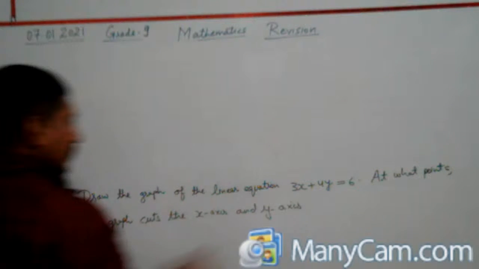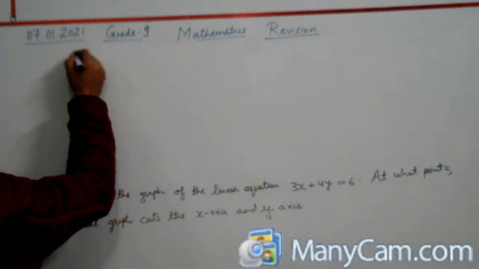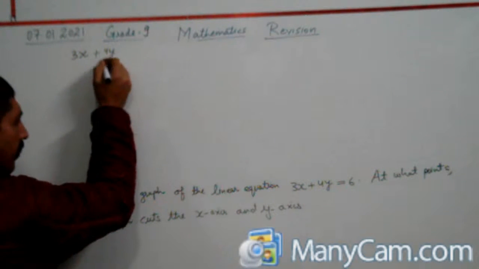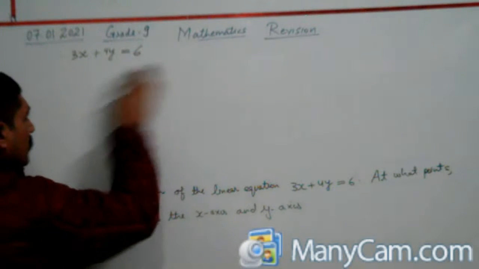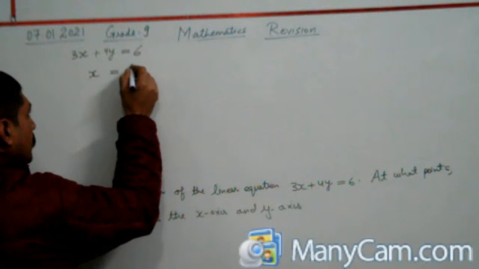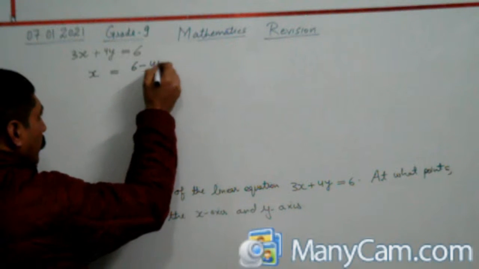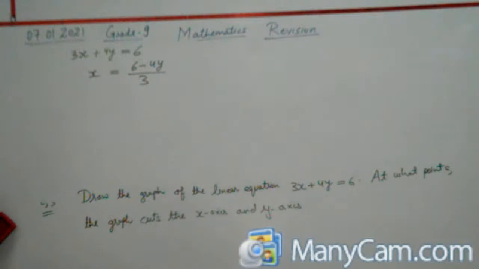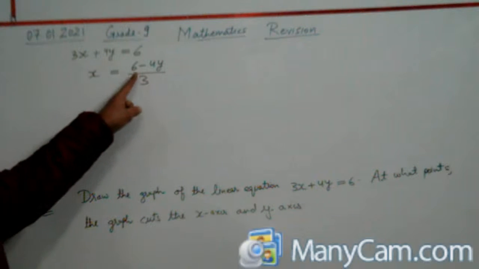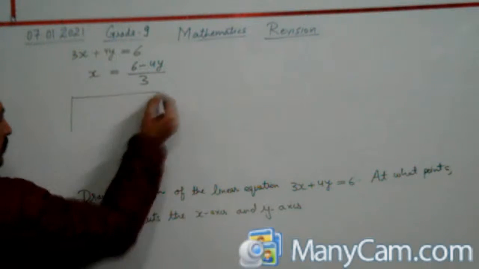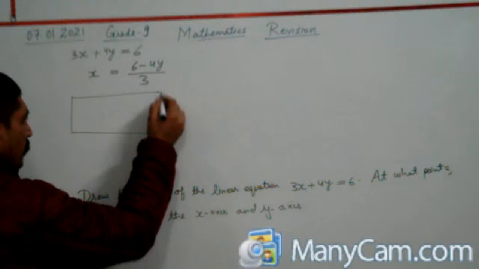So we have the equation 3x plus 4y is equal to 6. So here we can write x is equal to 6 minus 4y divided by 3. We have written x is equal to (6 minus 4y) divided by 3. We are interested to find the minimum two solutions.